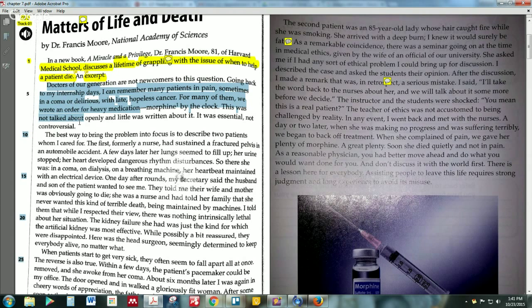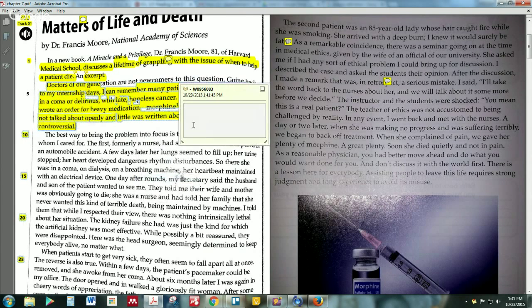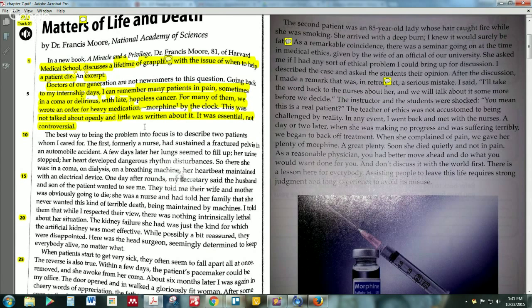This here I would say is development, right? So it's telling us the situation. Doctors of our generation are not newcomers. Going back to my internship days, I can remember many patients in pain. So there's many situations where this happens. And the reason why he wrote the book. So I'm going to say this is development of the section. And where can we find that? Up here, development. And then we have this whole section.